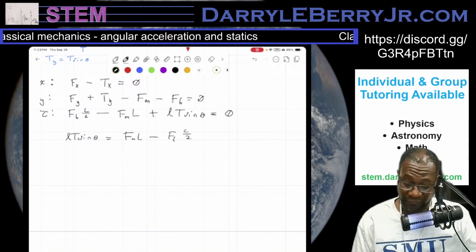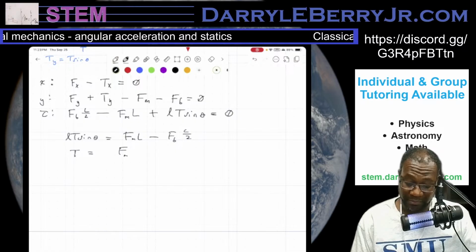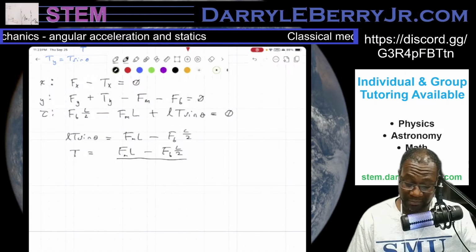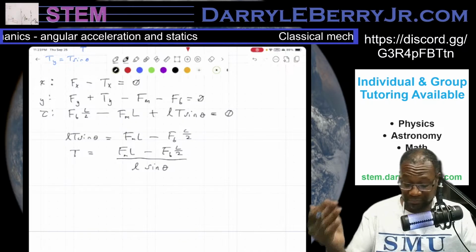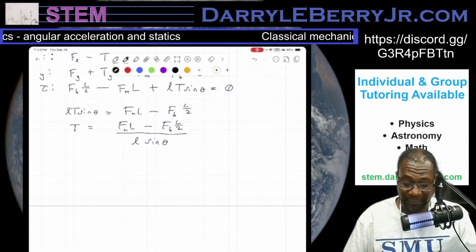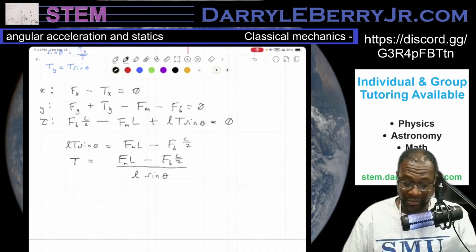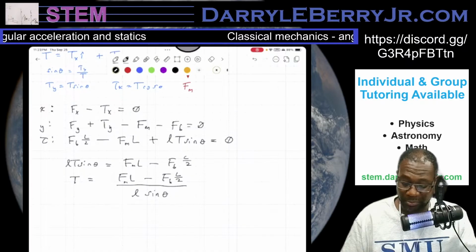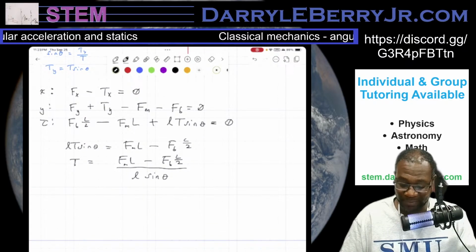Oh, and now we can actually solve for tension. We can solve for it right now. So we have P equals F_M L minus F_B L over 2, divided by L sine theta. There we go. We have the tension, which is what we were looking for. And we didn't even need to get the components and add them together, just by remembering to get the torque equation. Or at least looking at my notes and remembering to get it. Reminding myself of my notes.